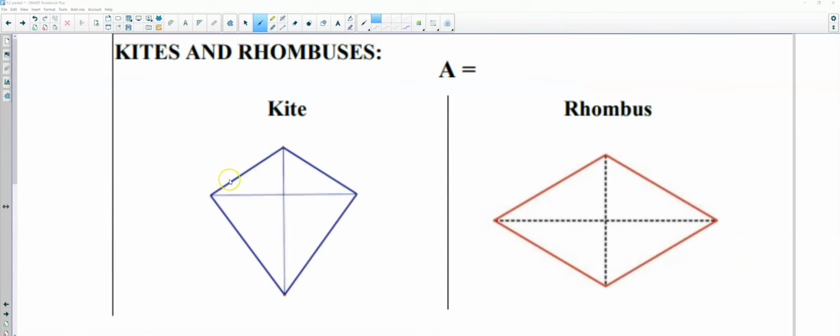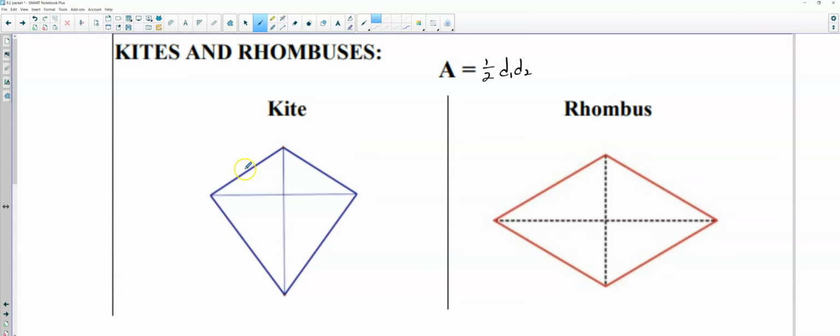All right, now how about kites and rhombuses? It's not rhombuses, it's rhombi. I don't know why they wrote that here. It is our rhombi, kites and rhombi. Okay, so let's see, the formula for that is 1/2 diagonal 1 times diagonal 2. Remember the diagonals. Now you need to know the properties of these. We already went over it.